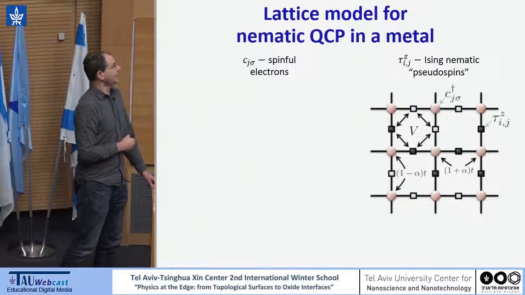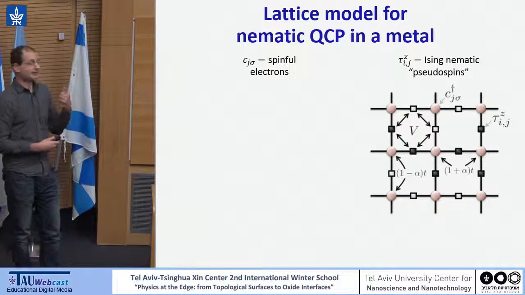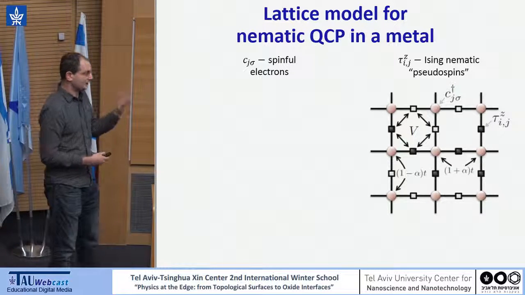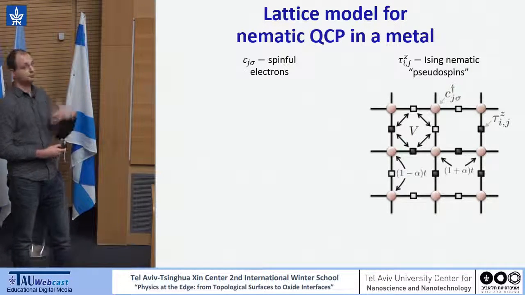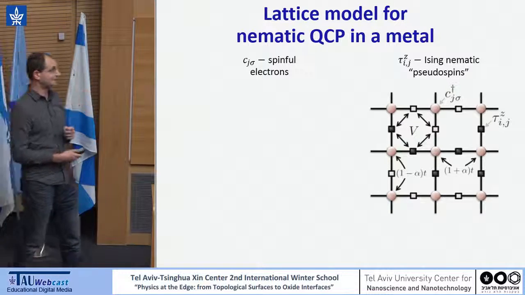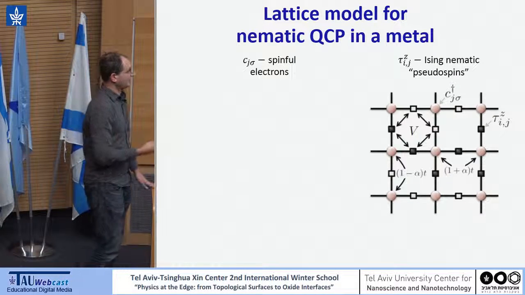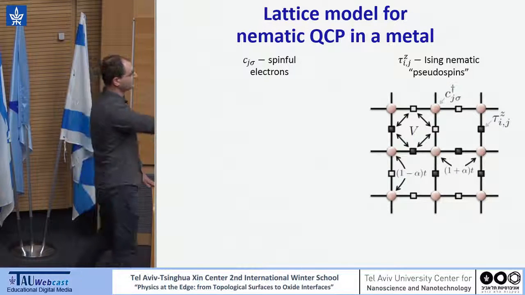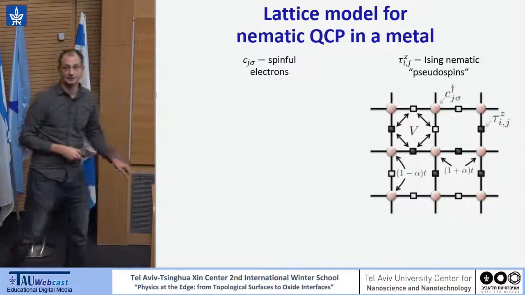So what I'll do now is introduce a lattice model that gives me a nematic quantum critical point in the middle. It's an artificial model, but since the properties that I'm interested in hopefully are universal, I don't care. I just want a model that realizes this kind of quantum critical point in a metallic system. And hopefully the properties would be universal. So this is my model. I have a square lattice. On every site, I have spinful electrons that can hop. And on every bond, I have an Ising spin.